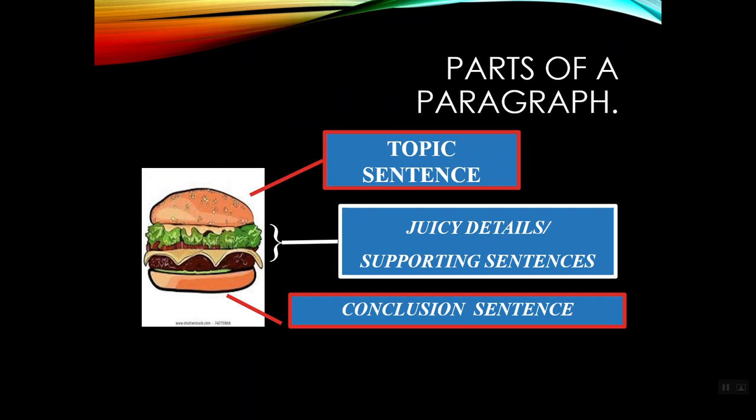So the top bun is called the topic sentence, and the bottom bun is called a concluding sentence or conclusion sentence. And in the middle are all the very important bits that make sure the top bun is separated from the bottom bun, and the juicy details are all the details that support the top bun so it stays at the top. It doesn't fall flat to the bottom bun. You see what I'm saying? Yeah, so you really need to have good juicy details.